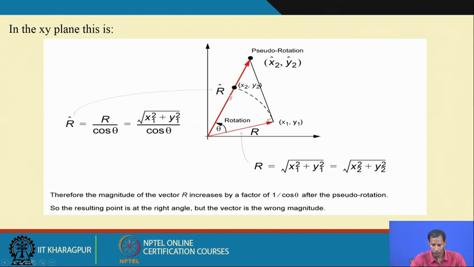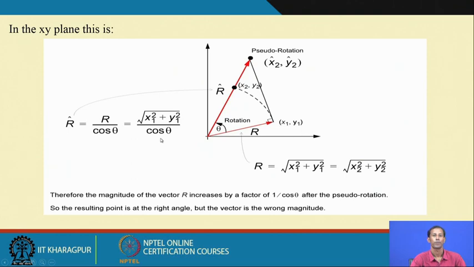What will be the magnitude value of this particular r? Initially, this is the magnitude r. So here, what we are doing is basically scaling that by cos inverse theta. That means now r dash will be, because of the pseudo rotation, this r cap will be r by cos theta. So, r is nothing but the square root of x 1 square plus y 1 square, divided by cos theta.